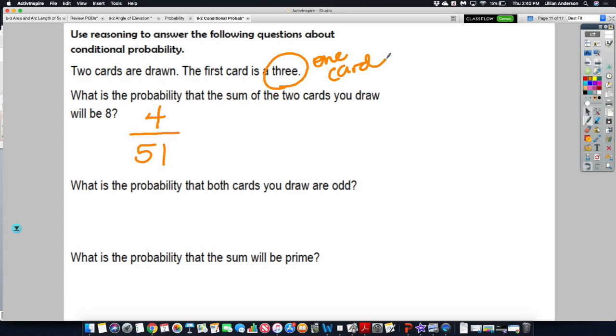So, kind of put away the fact that the sum is 8. We're not looking at that anymore. Now we're looking at the probability that both cards you draw are odd. What are your odd cards? 1, 3, 5, 9. Wait, time out. Is there a 1 card in a deck of cards? No. There is an ace, but an ace is not a one card. It's an ace card.